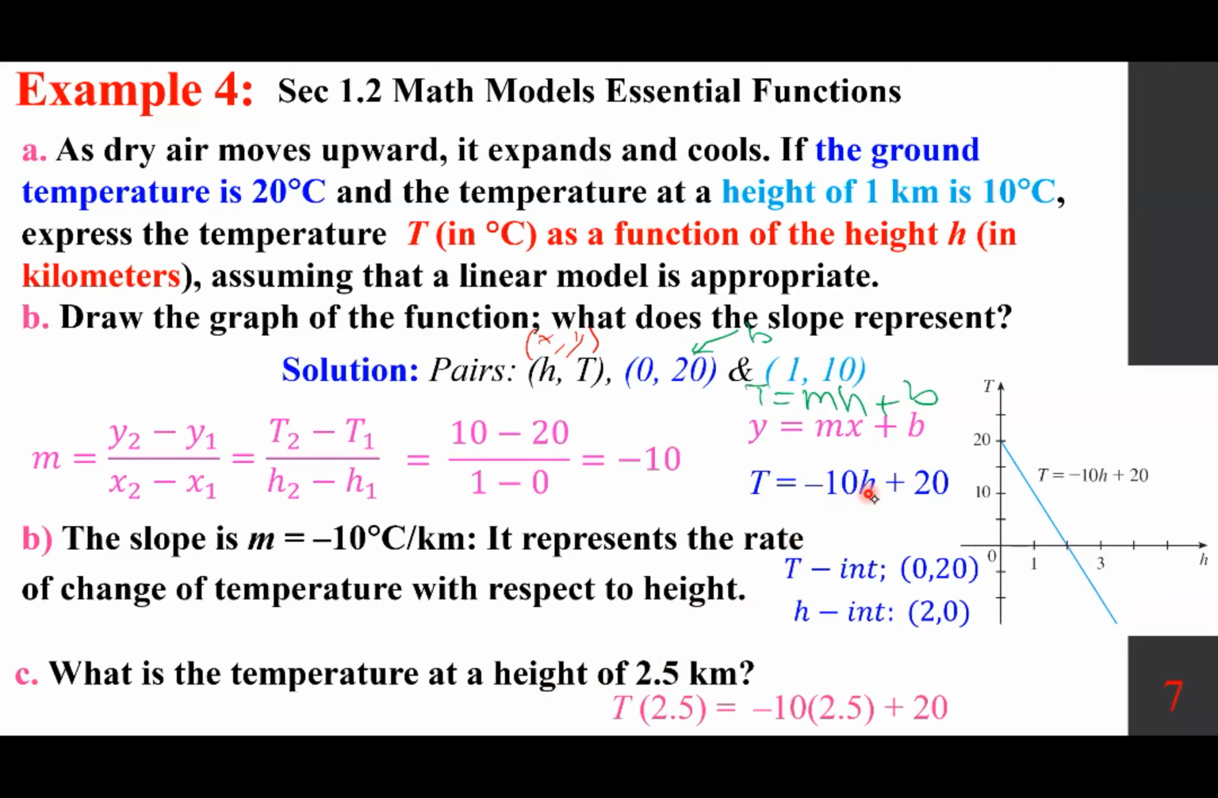I remind you of a composite function. By definition, F circle G of X means F of G of X. G circle F of X means G of F of X. And they are not the same. F circle G is different than G circle F unless the two functions are inverses of each other, in which case their composite function becomes X.